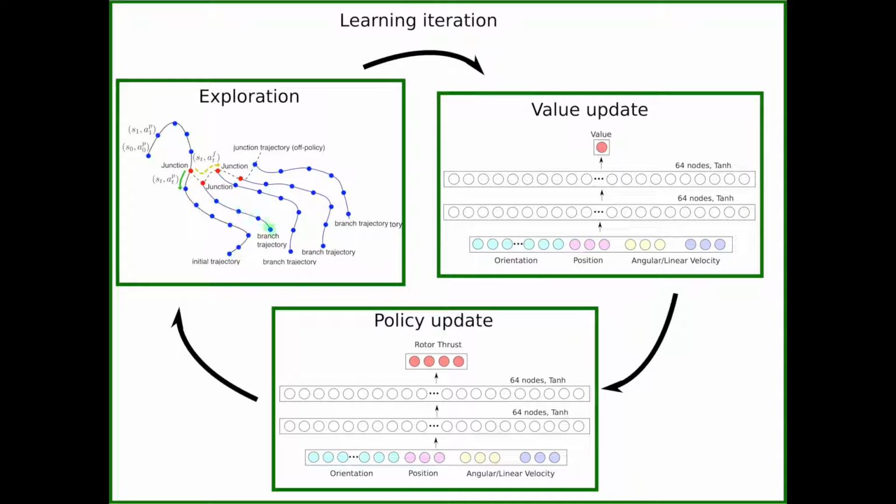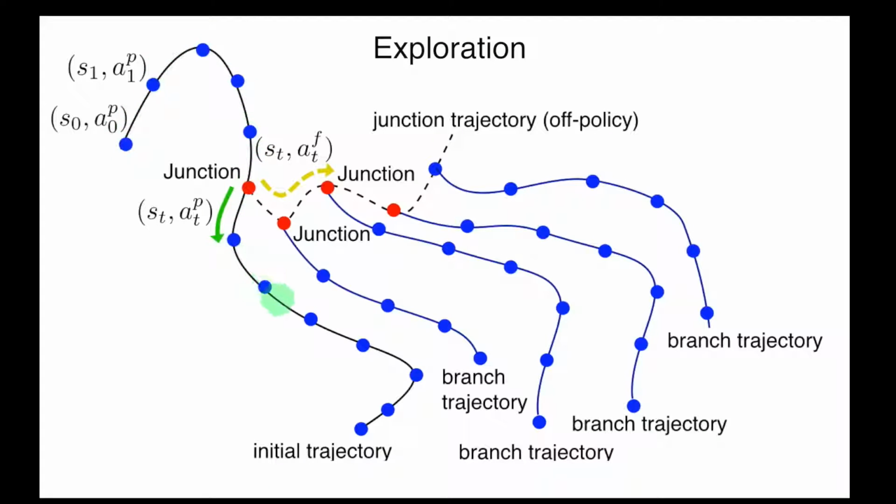Each learning iteration consists of exploration, a value update, and a policy update. During exploration, we mostly follow the current policy in order to evaluate the value of the visited states. However, if we only use the current policy, it is unlikely to find a better policy. Therefore, from time to time, we add noise to the action in order to observe the outcomes of actions different from those of the current policy.